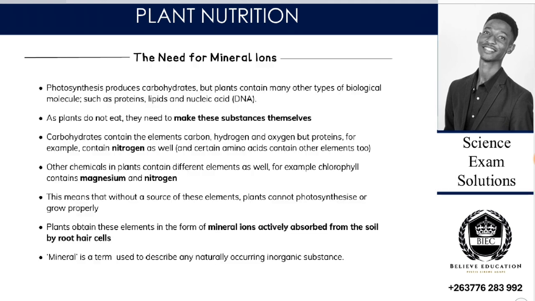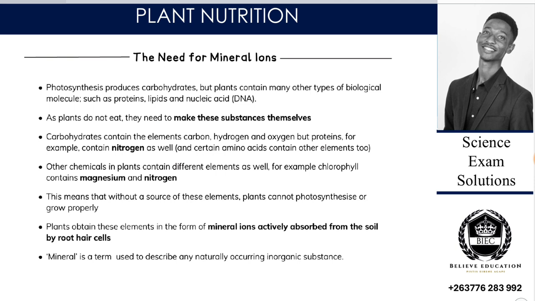Then let's go to the other thing. We want to look at the need for mineral ions. The need for mineral ions. Why do we need mineral ions in what? In plants. So photosynthesis produces carbohydrates, but plants contain many other types of biological molecules, such as proteins, lipids, and DNA, which is the nucleic acid. So as plants do not eat, they need to make these substances themselves so that they can use those substances.